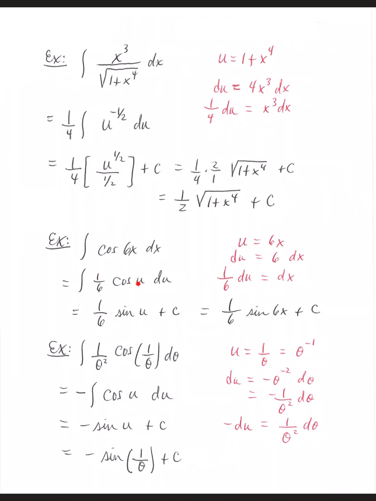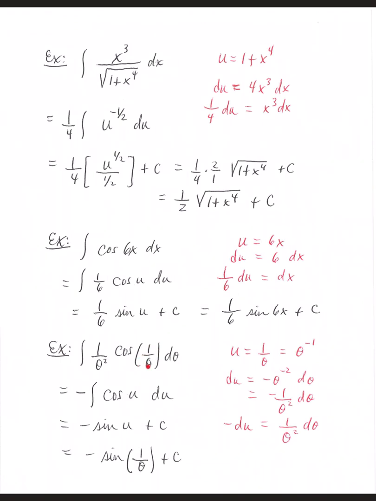The antiderivative of cosine u is sine u, so we have 1/6 sine u plus c. Remember to sub back in, and we have our final answer, 1/6 sine of 6x plus c. In the second example, we're going to take the same approach.